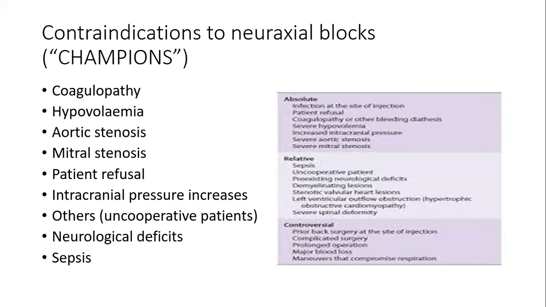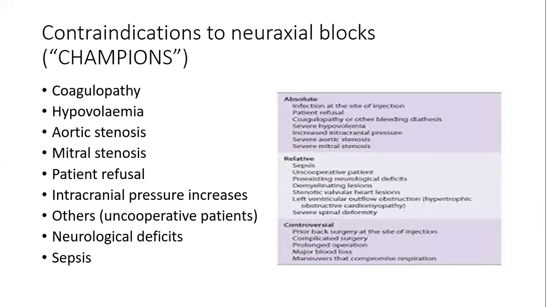All right. So CHAMPIONS, the C there refers to coagulopathy, hypovolemia, aortic stenosis, or mitral stenosis. Aortic stenosis and mitral stenosis come under what we call the fixed cardiac output state. Fixed cardiac output state. Patient refusal, intracranial hypertension. Others, patients who are uncooperative, patients with pre-existing neurological deficit, and patients with sepsis.